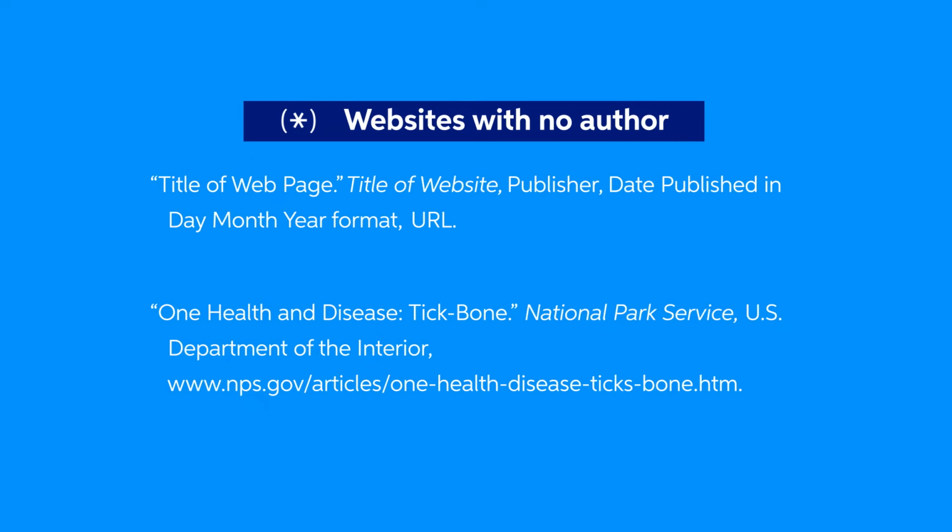Sometimes websites do not state who wrote the information on the page. When no author is listed, you can omit the author information from the citation and begin with the title instead. The rest of the citation will follow in the same structure as before.